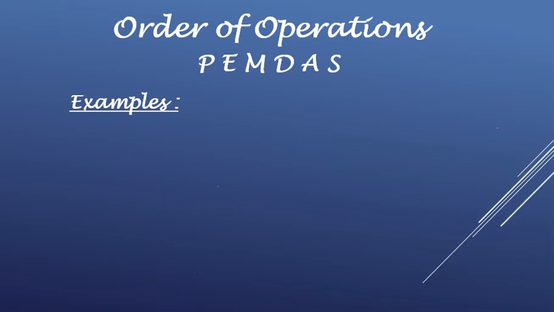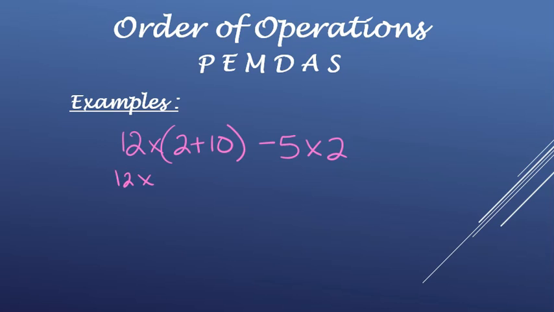Okay, let's do another example. Let's pretend that we have 12 times parentheses 2 plus 10 minus 5 times 2. All right, we know we need to do the parentheses first, so we'll do 12 times 2 plus 10 is 12, minus 5 times 2.